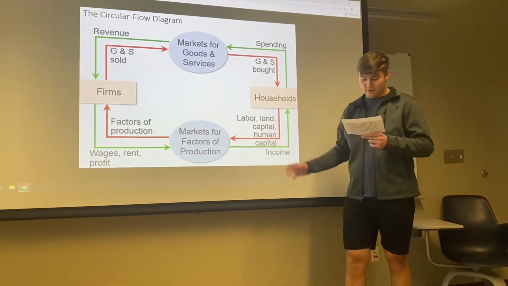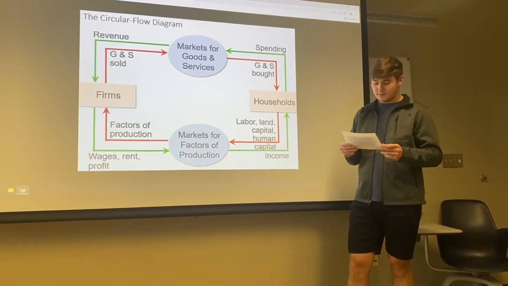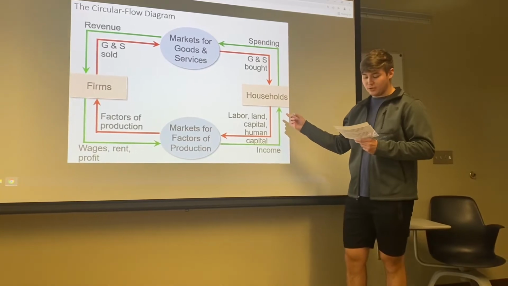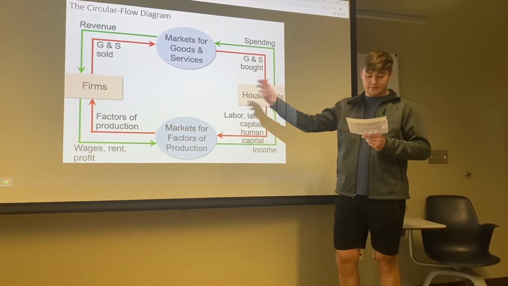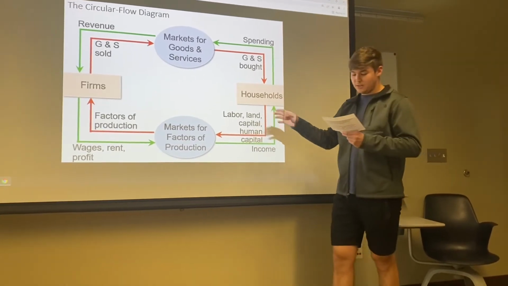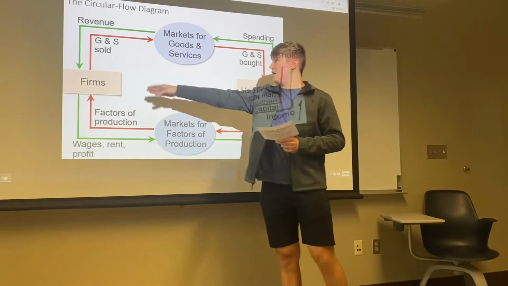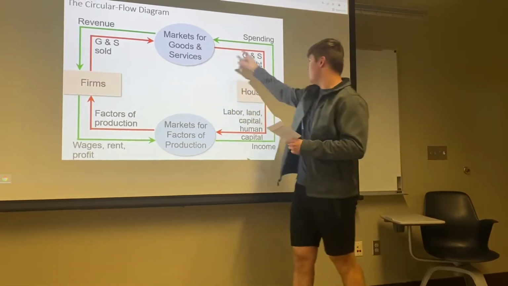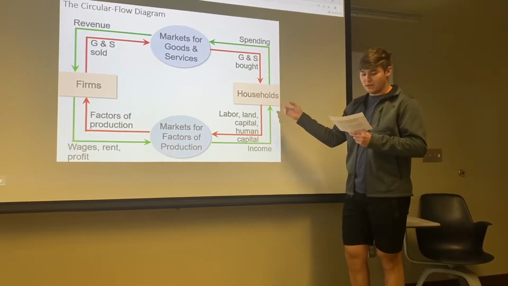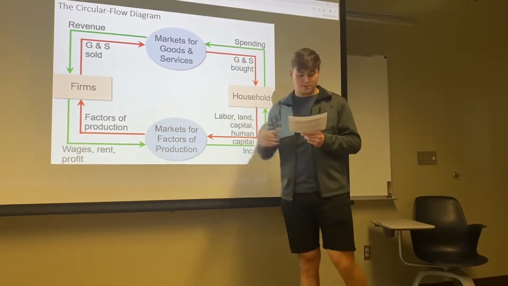This would mean that the flow of money is going in the opposite direction compared to the goods and services. So households purchase the goods and services that are produced by the firms, and the firms produce goods and services for households to buy. This means that the flow of goods and services goes from the firms to the households. So this is the red line here, goods and services sold, and then bought to the households. And the flow of money goes from the households to the firms. So this green line up here, spending and then revenue to the firms.